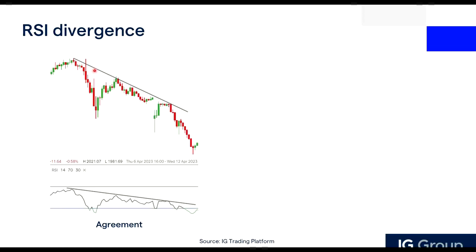When the price is trending down, the RSI will also show a similar trend, trending down as well. So when price is going down and the RSI is trending down, this is in agreement. So there's no divergence over here.